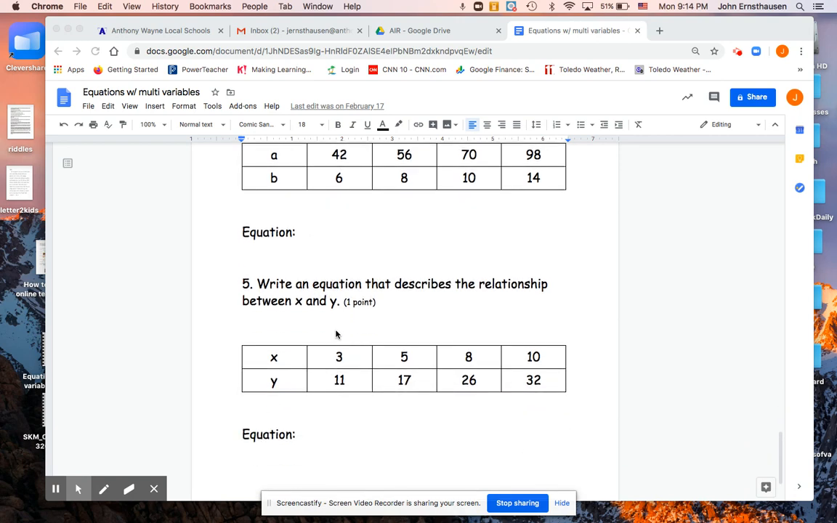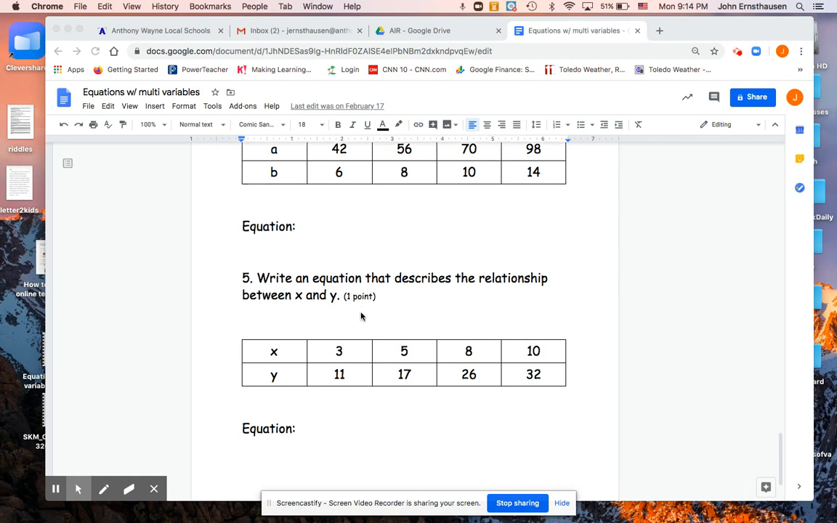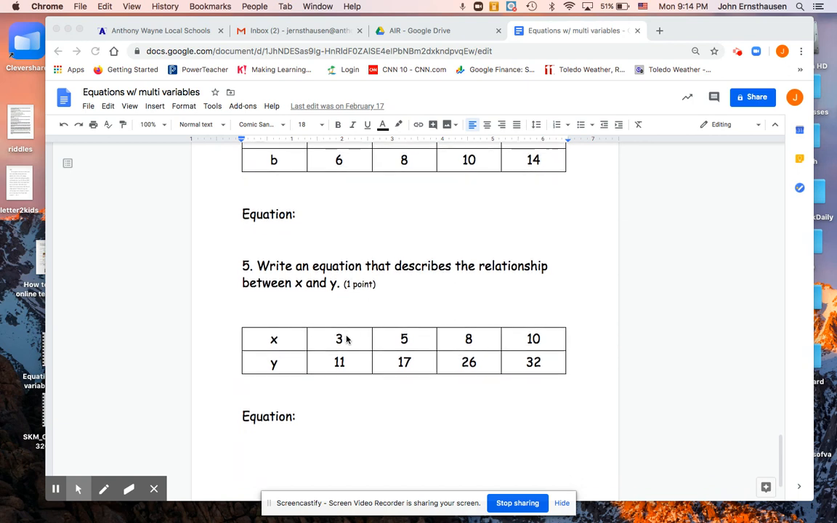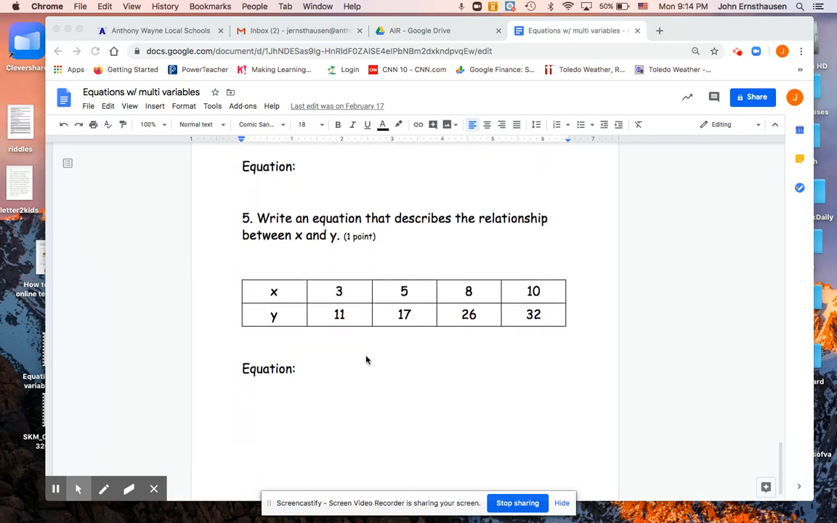And then finally, this one's a bit of a challenge. Again, disregard all the point totals here because I'm going to score this differently today. This one's a little tricky. You're going to write an equation that describes the relationship between x and y. I'm going to give you a hint. I would try to find something you can multiply by x to get you close to y, and then figure out if you need to add or subtract. I will also tell you this is a 2-step equation. So good luck with that.